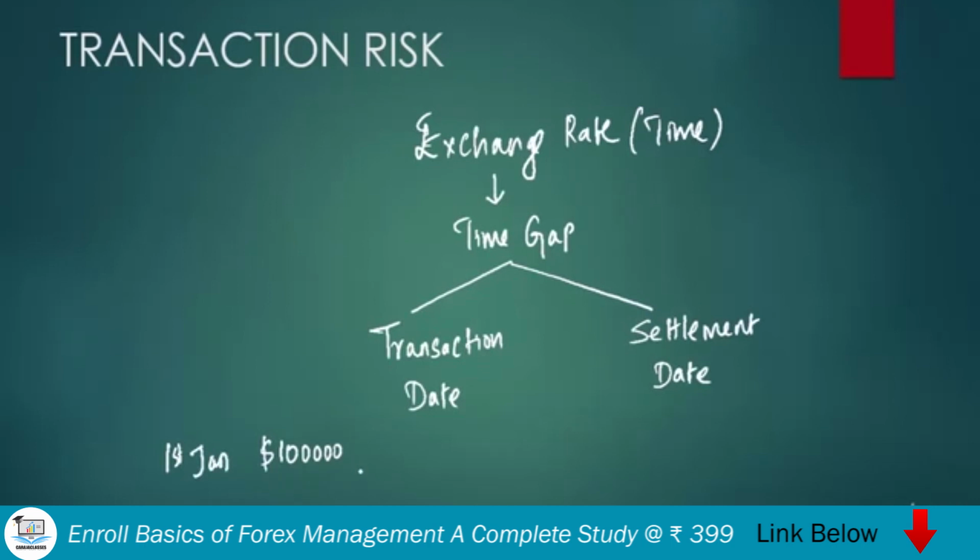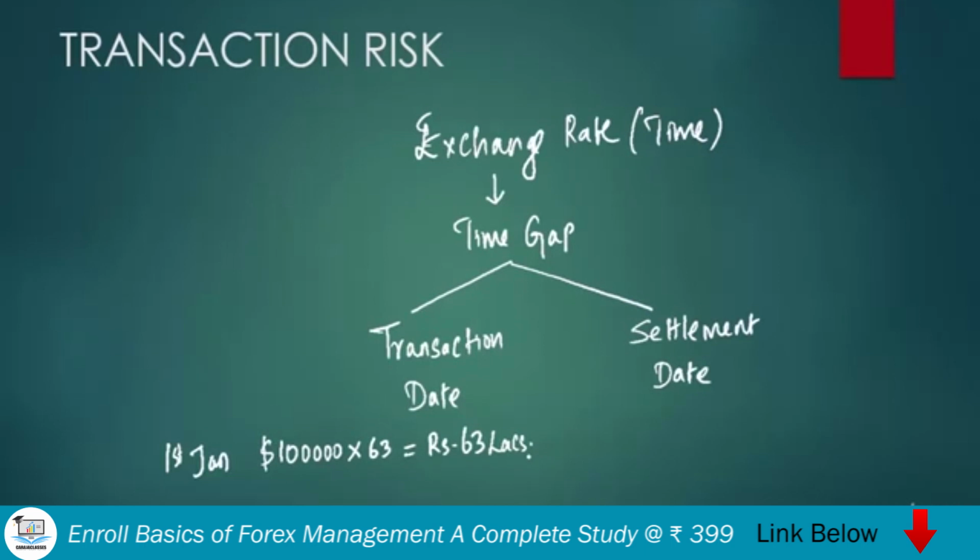And in your books of accounts, you will record that you have imported machinery for $1 lakh worth. That will be accounted in India at that day's exchange rate, say 63. So it is going to be accounted at rupees 63 lakhs. And this is the effect when the transaction takes place. But you are not making the payment now.